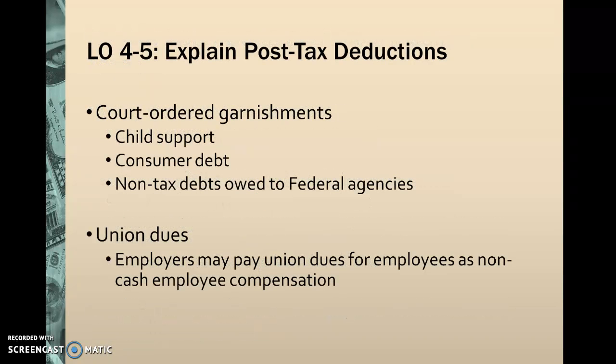All right, learning objective number 5. This is post-tax deductions. These are court-ordered garnishments that come off your payroll check, which is post-tax, so it's after taxes. Some examples are child support, consumer debt, and any non-tax debts owed to federal agencies. There could also be union dues, which the employers pay for the employees as non-cash employee compensation. And this is covered on pages 126 and 127 in your book.